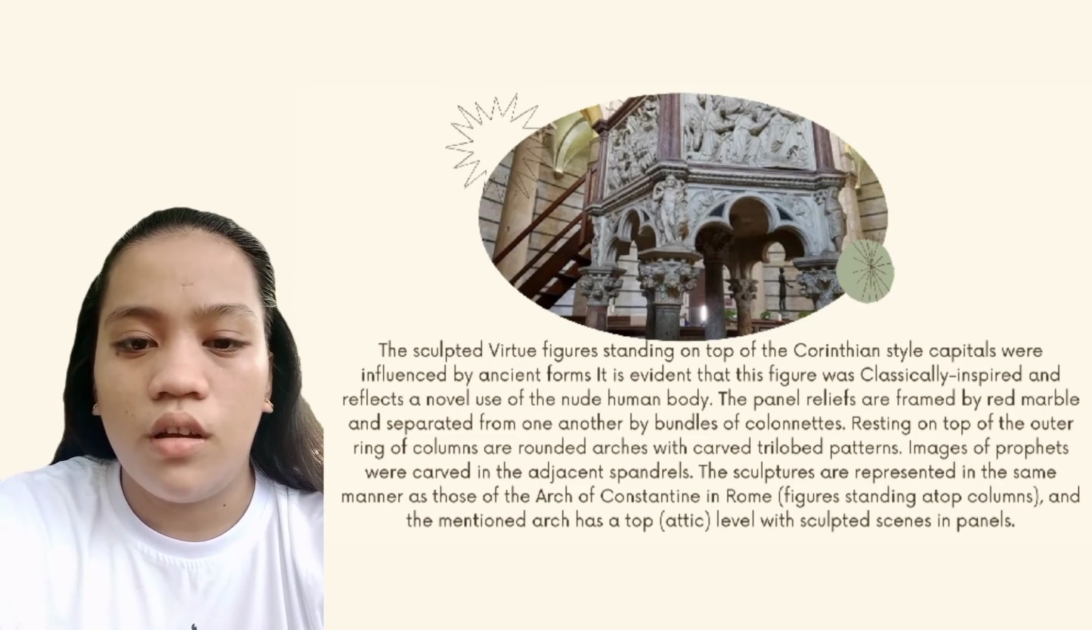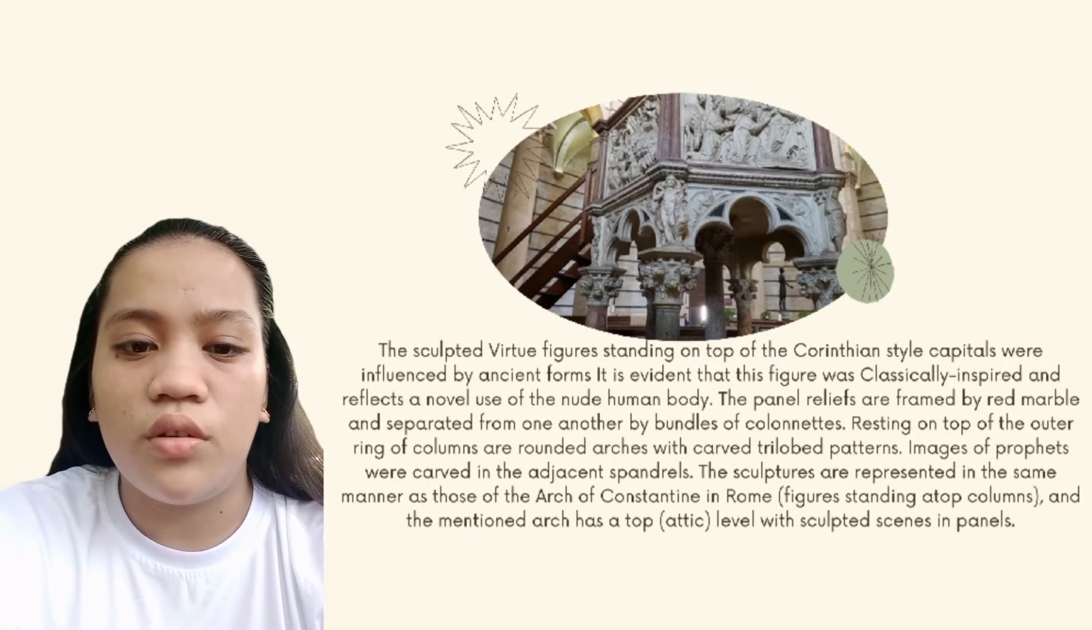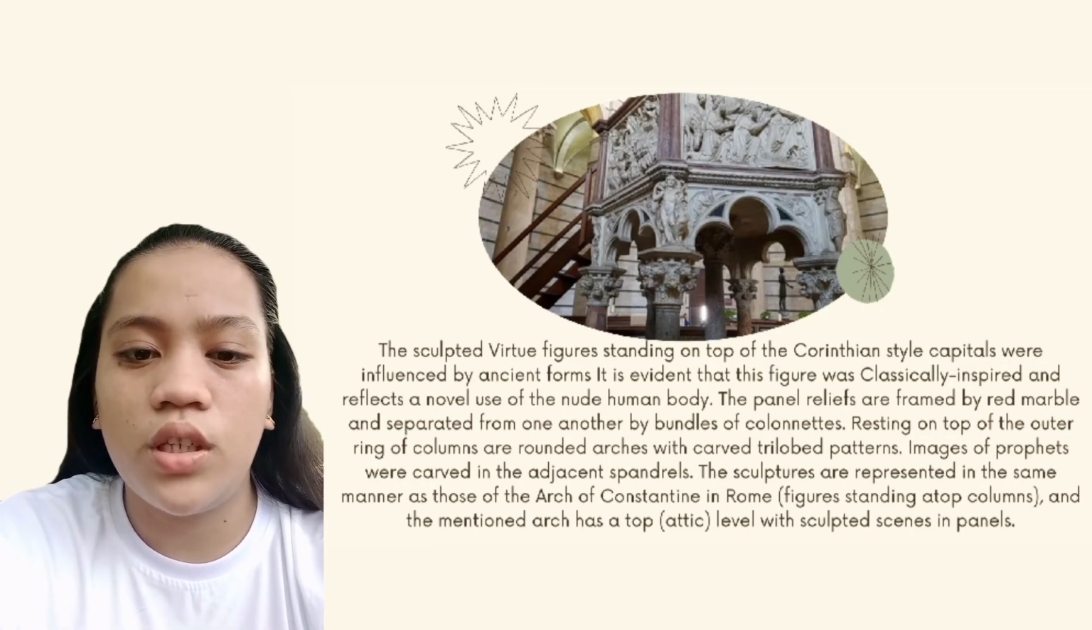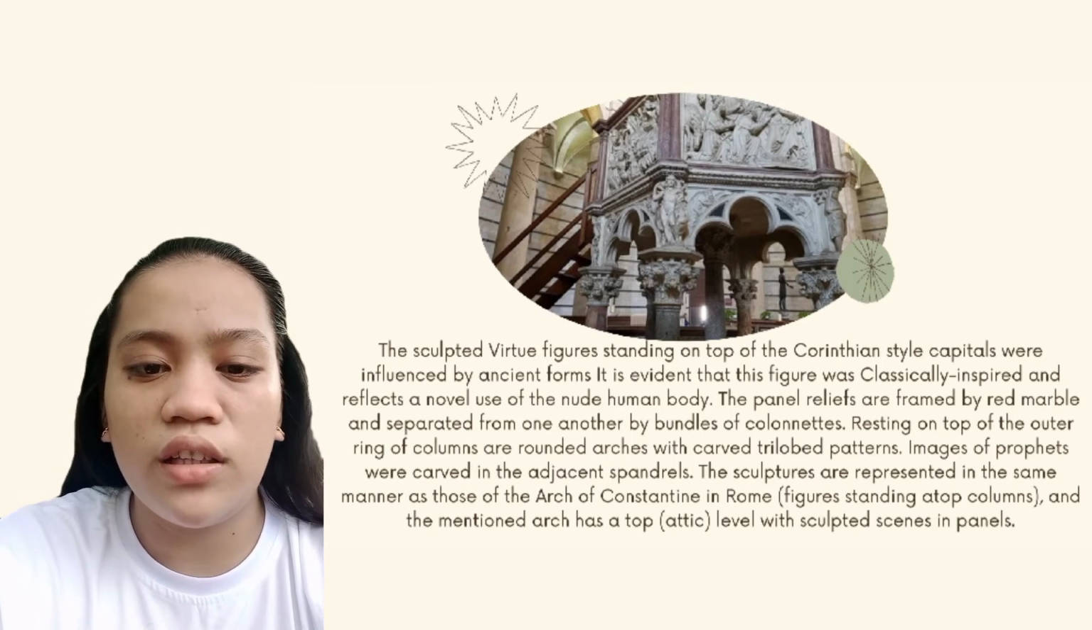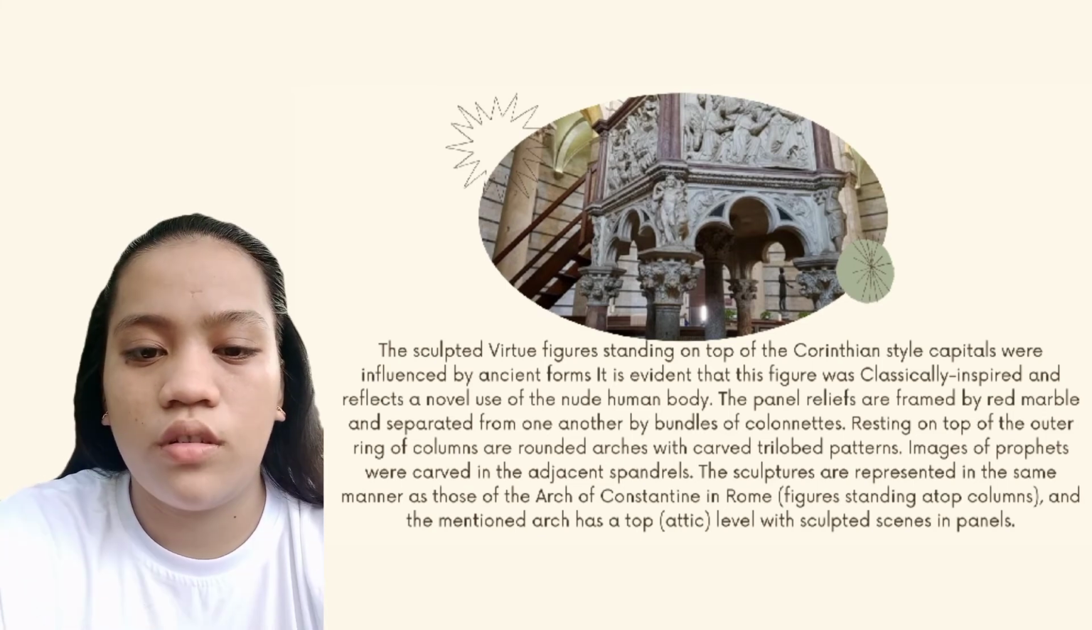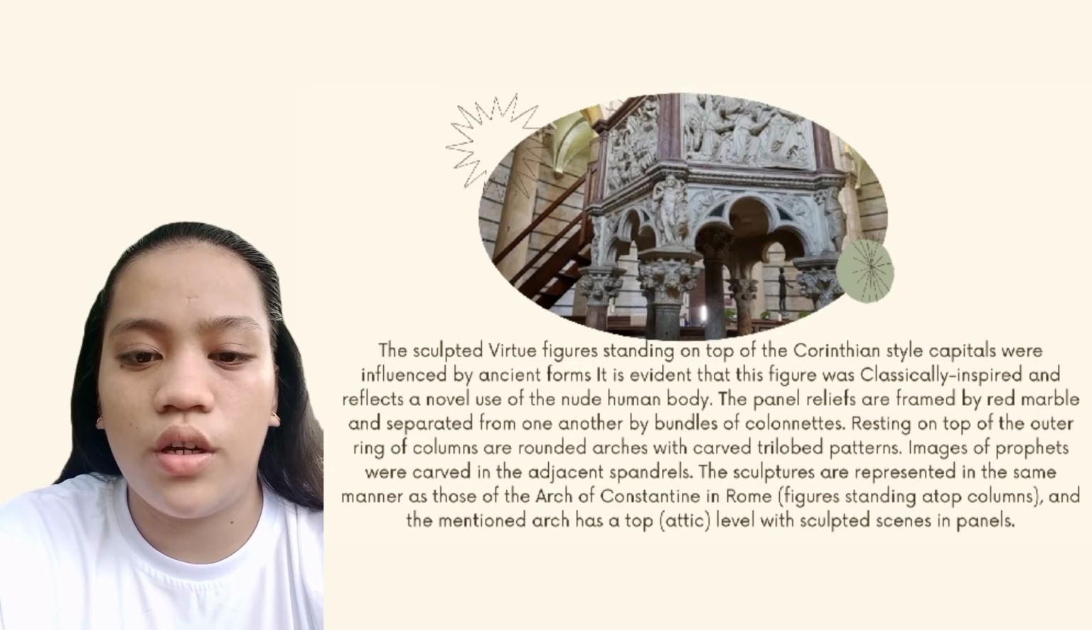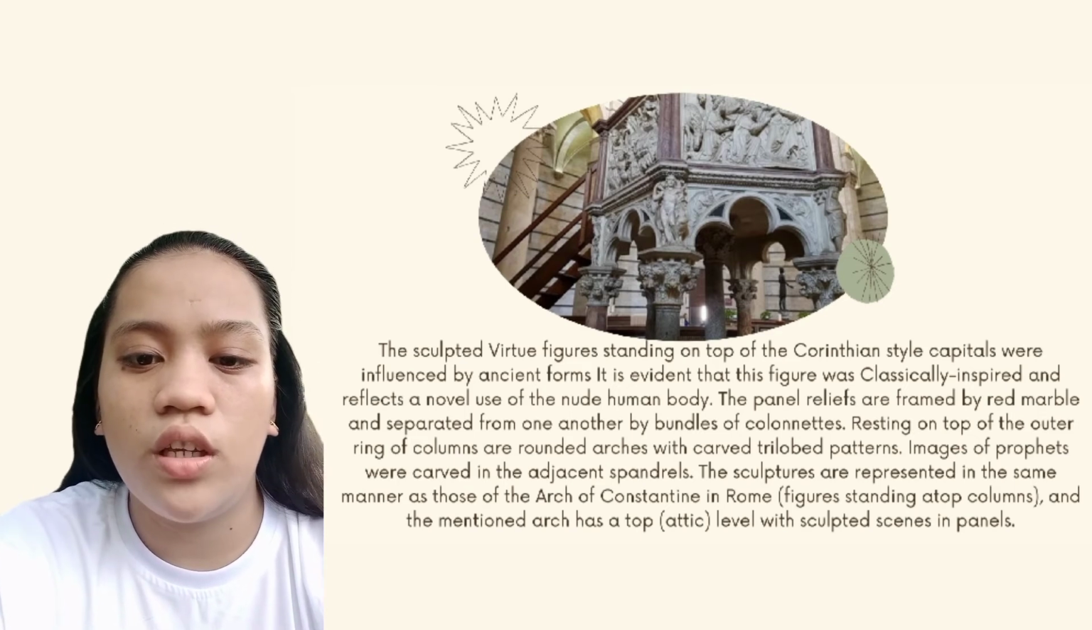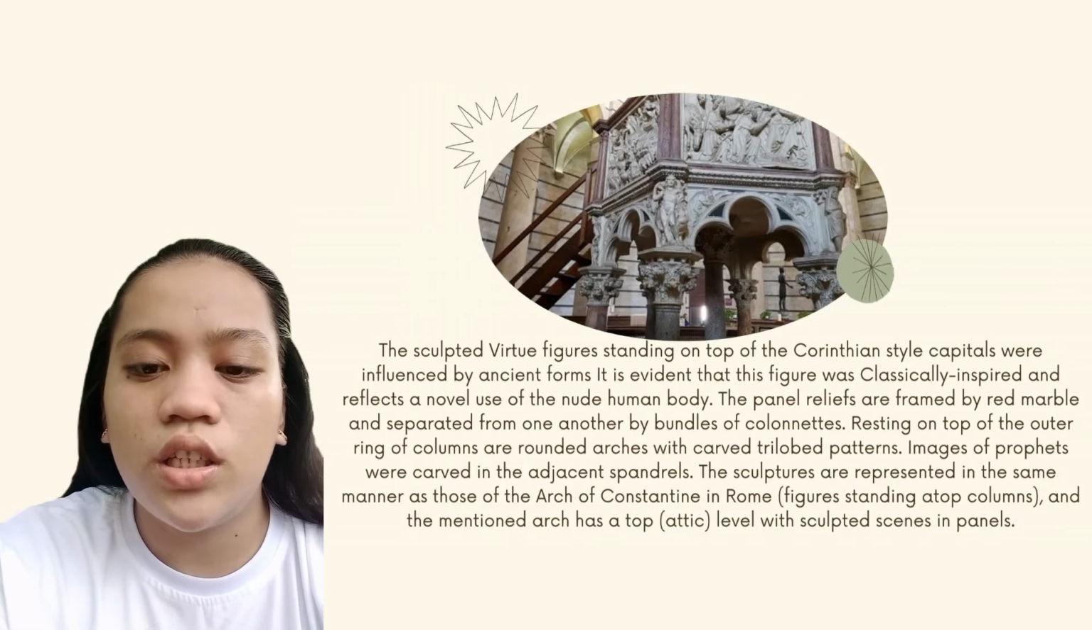Resting on top of the outer ring of columns and rounded arches with carved tri-lobed patterns, images of prophets were carved in the adjacent spandrels. The sculptures are represented in the same manner as those of the Arch of Constantine in Rome, with figures standing on top of columns and the mentioned arch having, at the top attic level, sculpted scenes in panels.